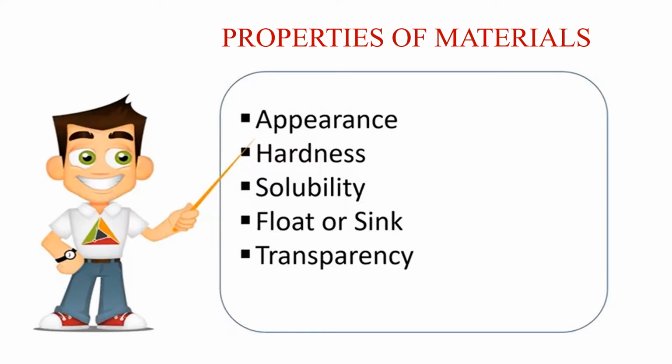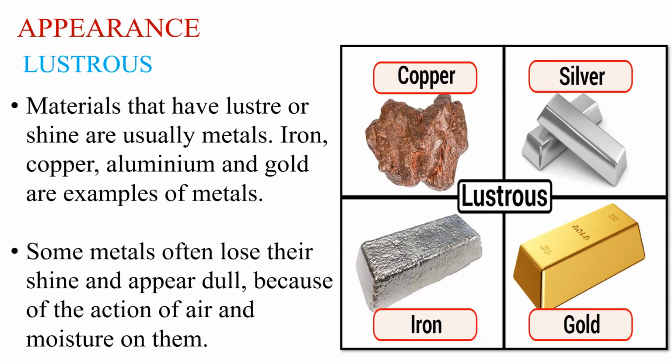So, these are the properties of materials: appearance of the material, hardness of the material, solubility of the material in water, whether the substance floats or sinks in water, and the transparency of the material. Appearance is basically how a material looks. Based on the appearance, the materials are classified as lustrous or non-lustrous, that is shiny or dull.